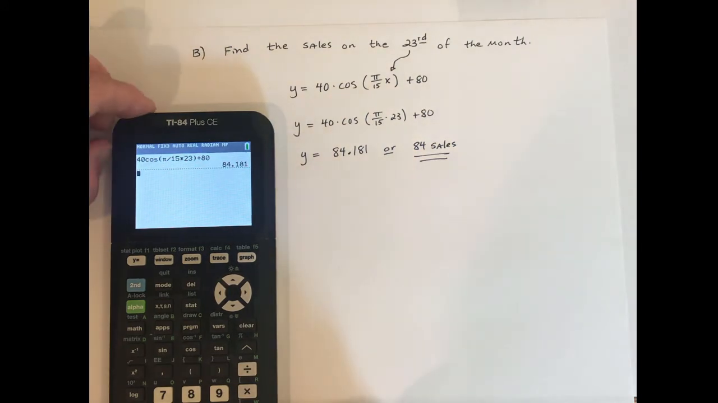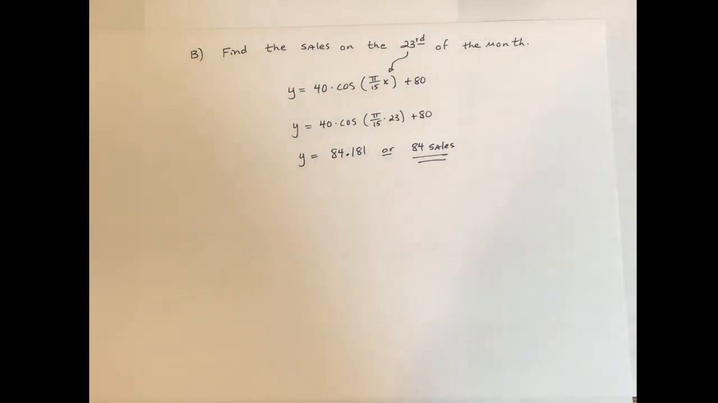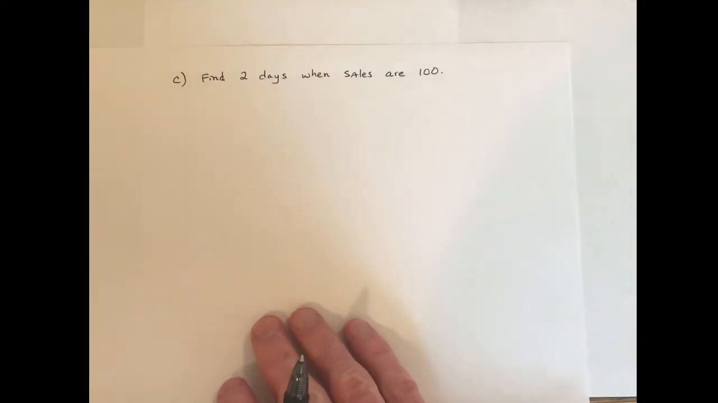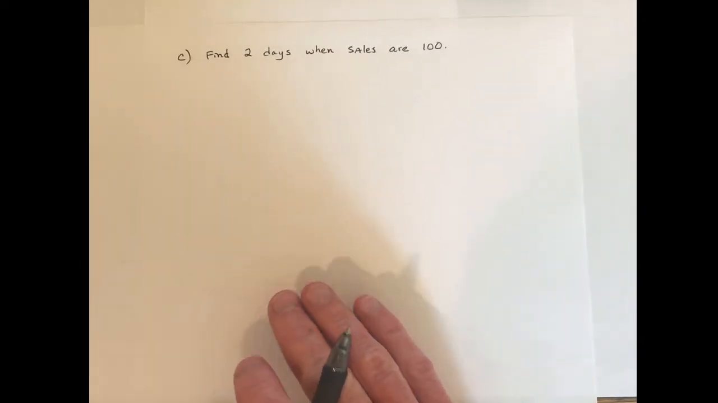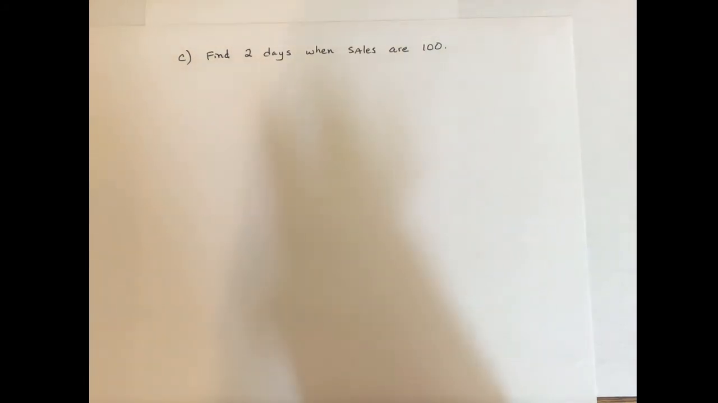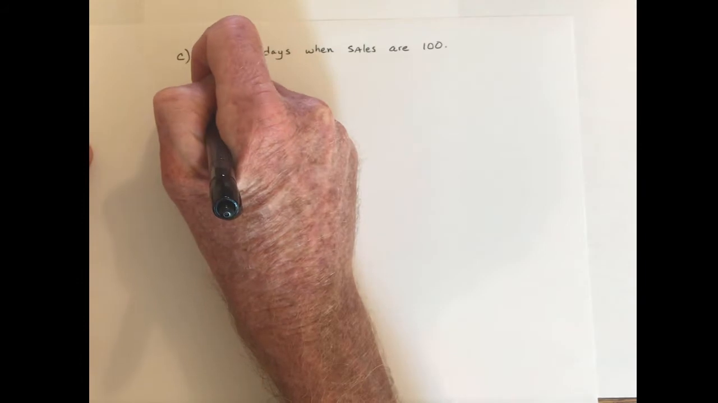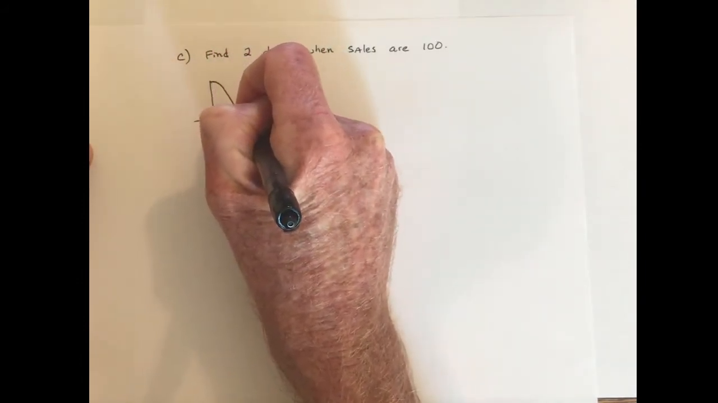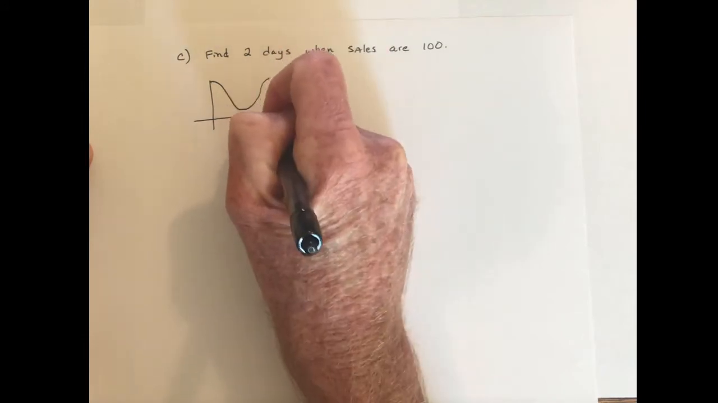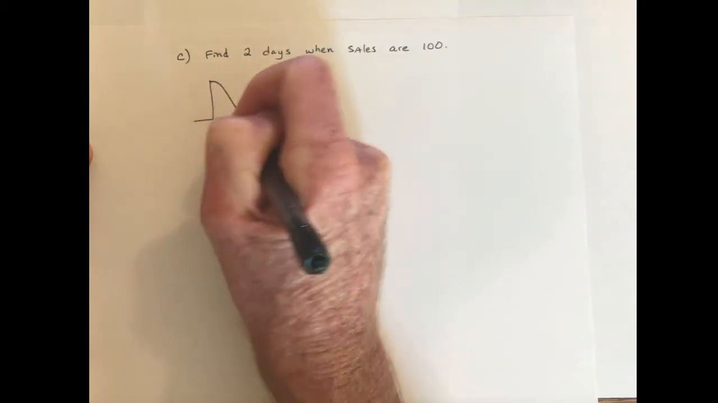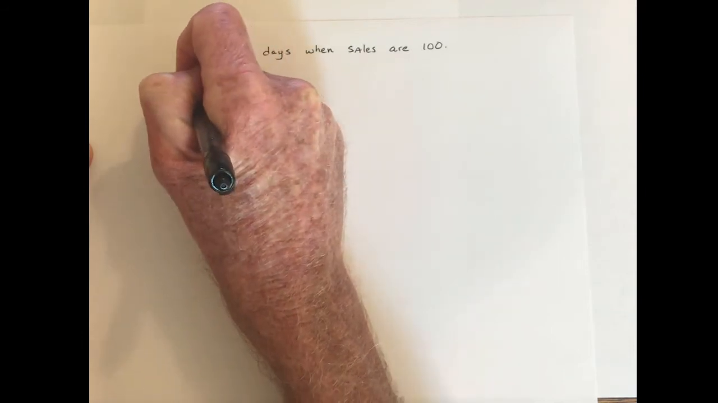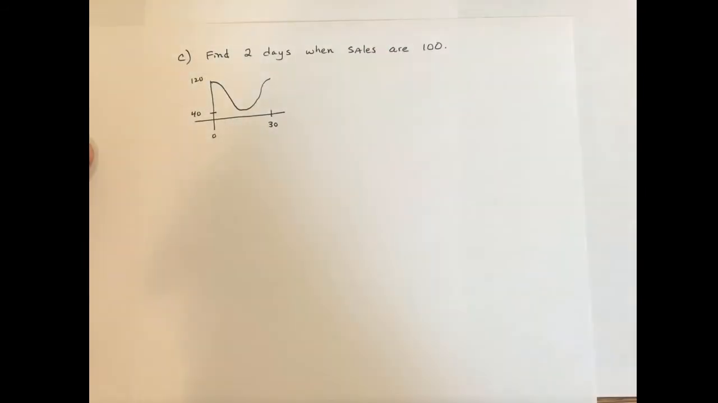Okay, part B is done. And now on to part C. Find 2 days when the sales are going to be 100. So just real quickly, the graph went like this. This is up to the 30th day from 0 to 30. Down here at the bottom was 40. Up here at the top is 120.